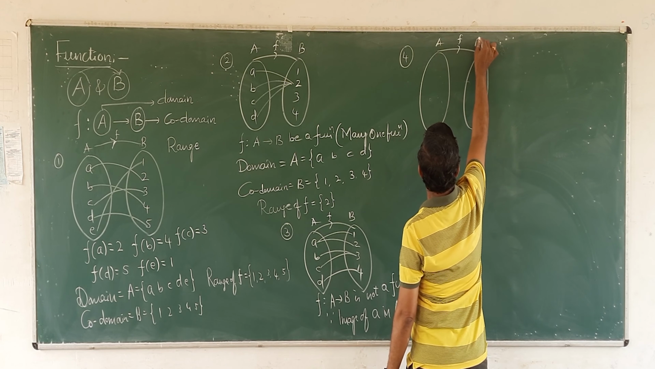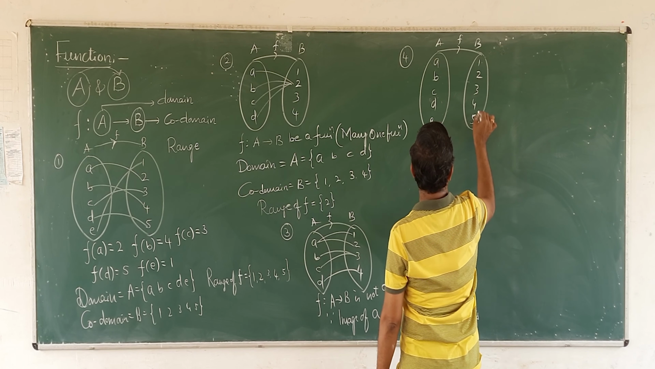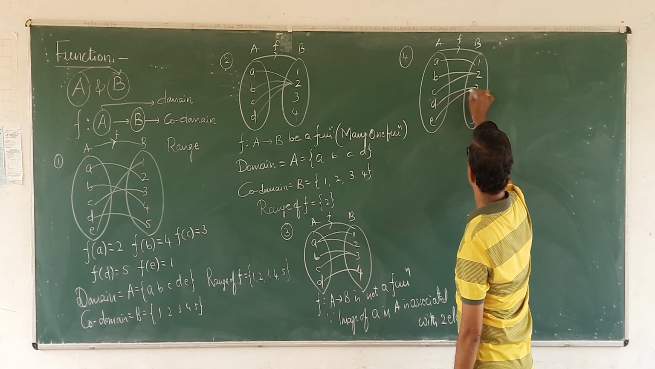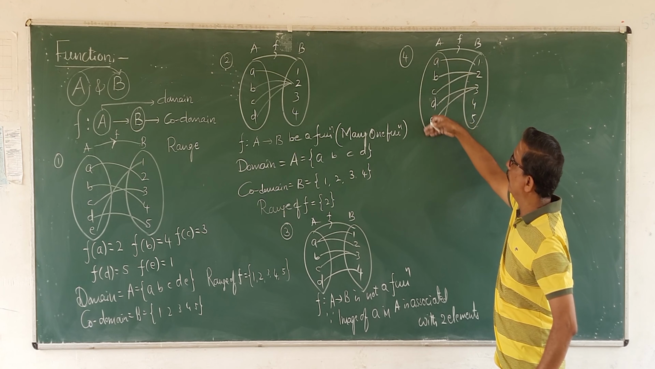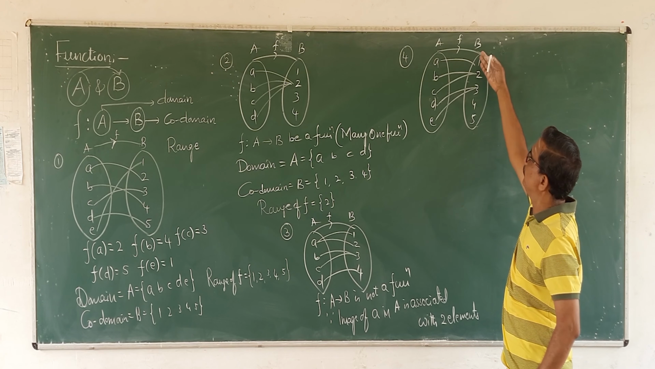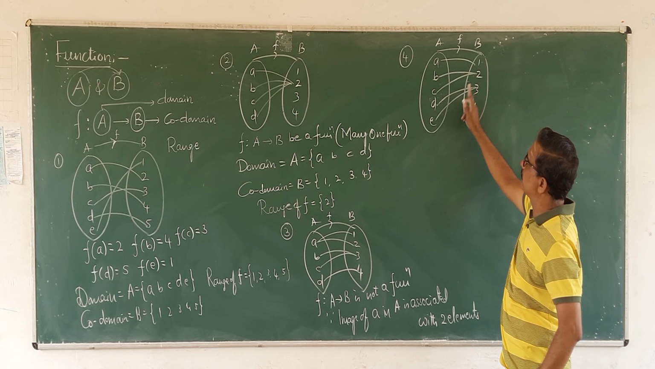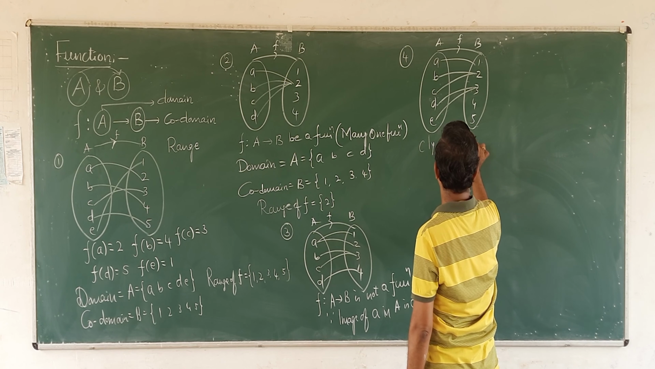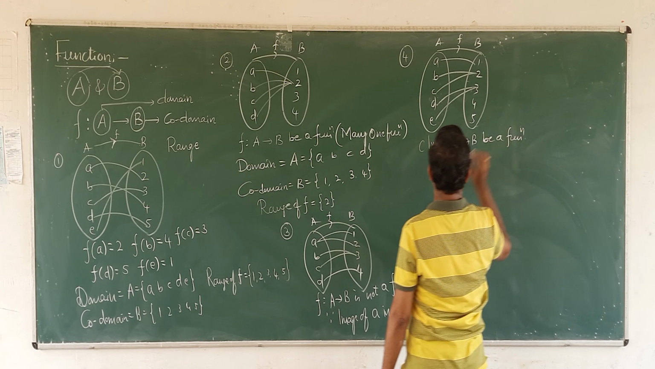Another example, verify whether it is a function or not. F is a function from A to B. A is a set consisting of 5 elements. B is a set consisting of 5 elements. Okay. Is it a function or not? Yes, clearly it is a function because all the elements of set A are associated with a unique element, at least one element in the set B. Image of A is 1, image of B is 2, image of C is also 2, image of D is 3, image of E is also 3. Clearly, F is a function from A to B.